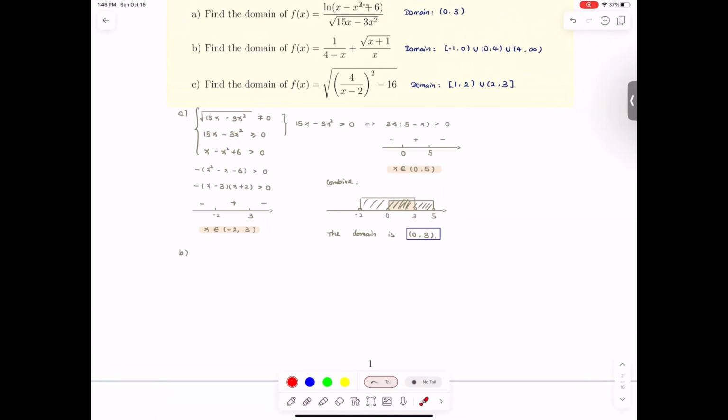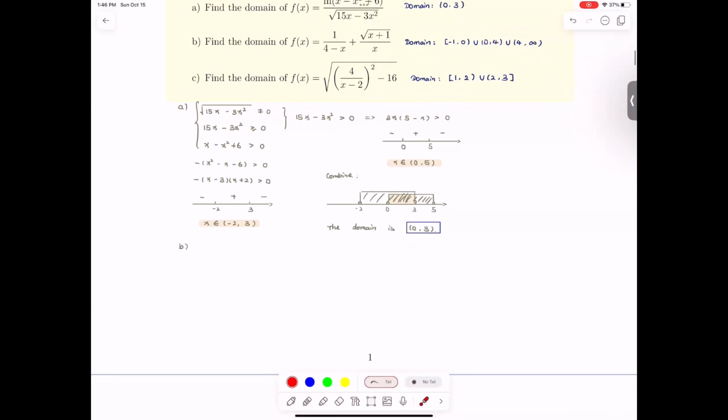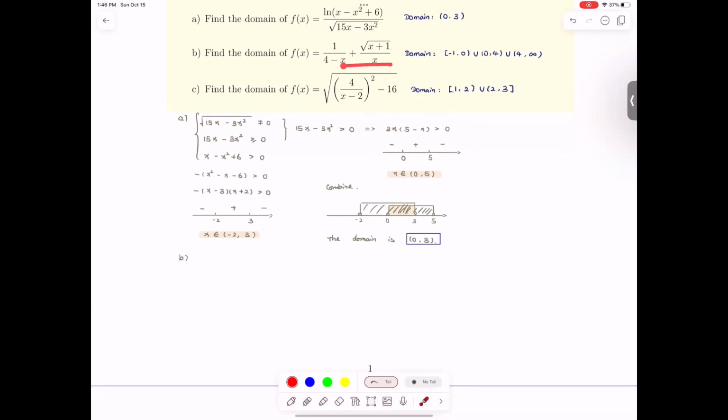Combination for me. Well, you can just draw a real number line. If it's hard for you, always draw a real number line. Draw it out and it will be clear for you. Okay, B. So what are the restrictions for B here? So again, check denominator, check square root, check log functions.